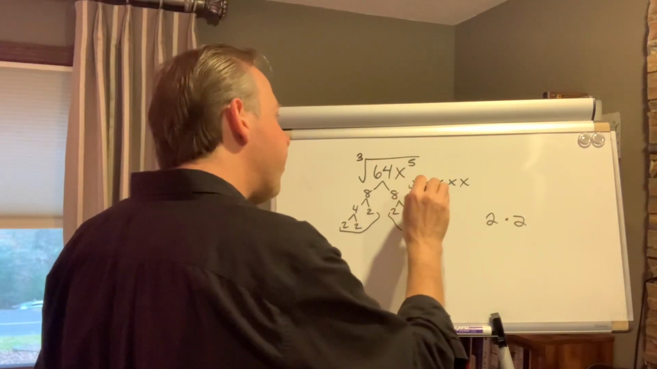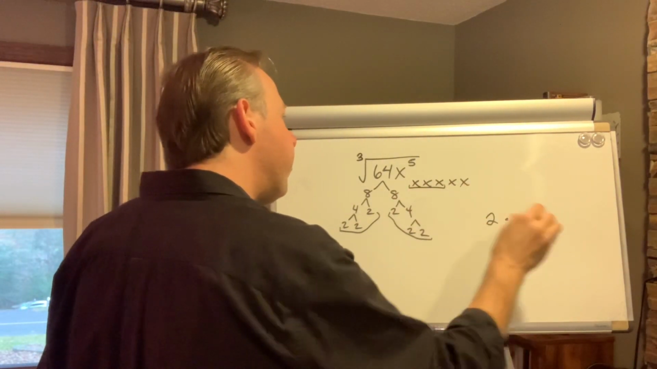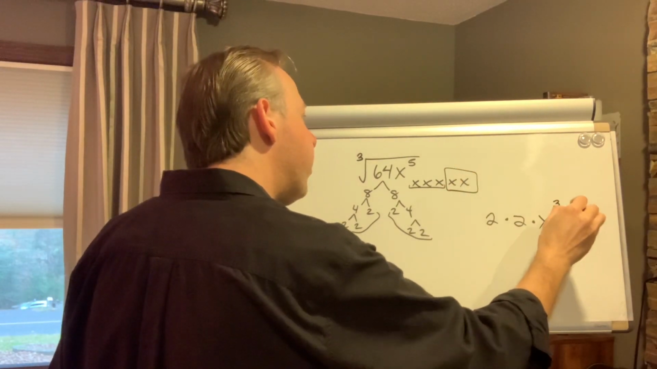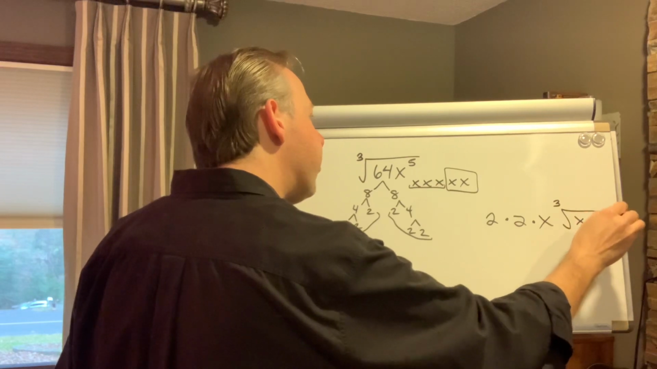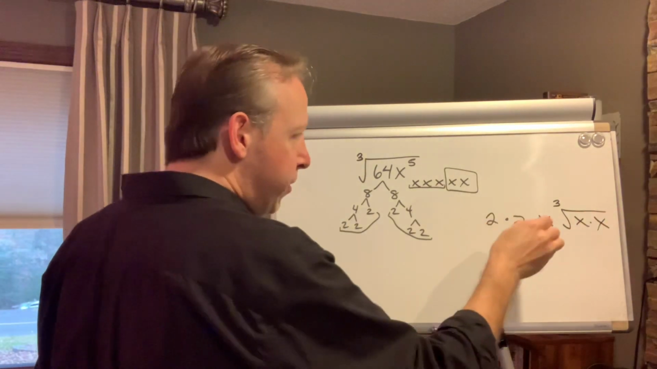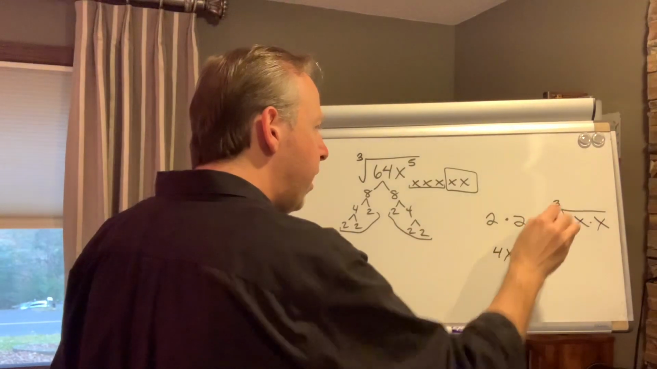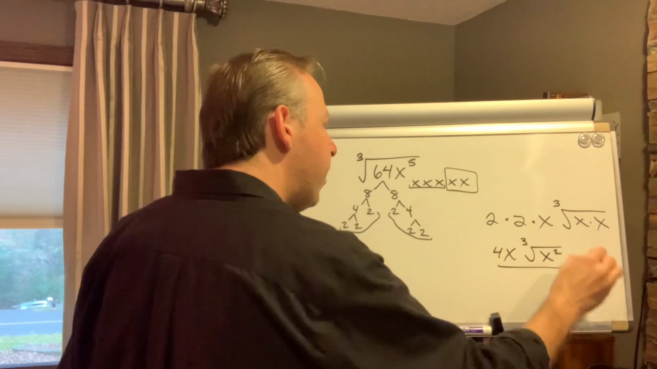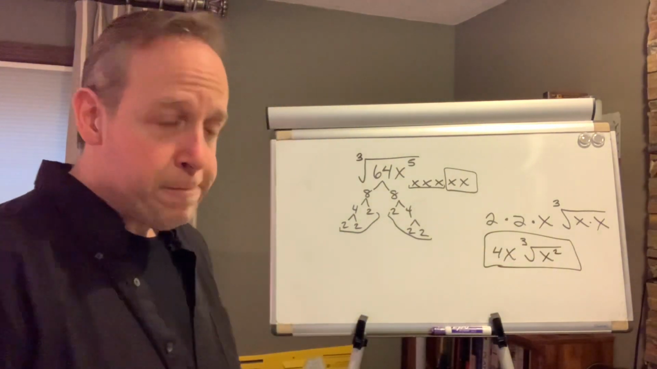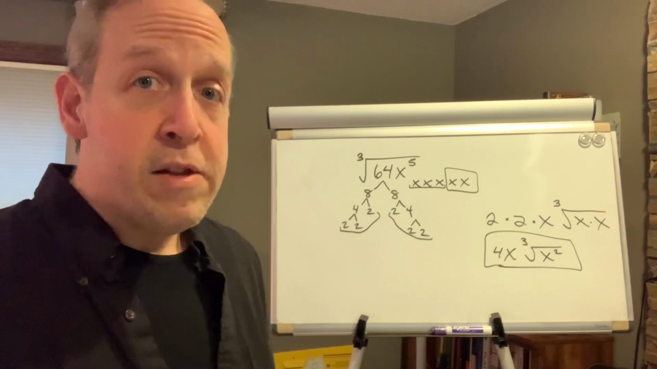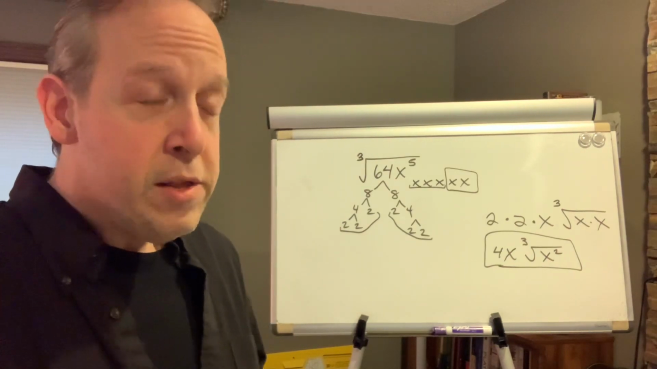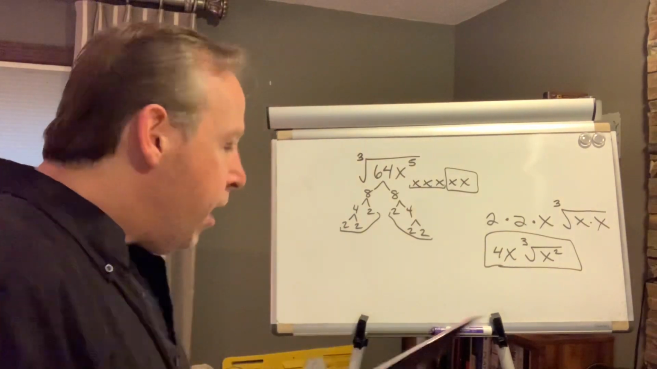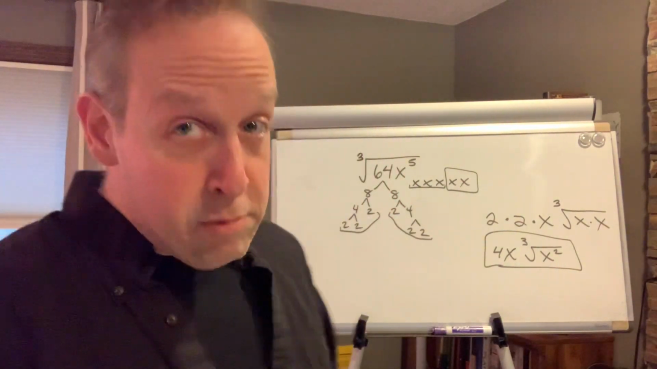I do see a group of 3 x's, so there's an x there. But these 2 x's have nowhere to go, so there's still a third root, and it's x times x goes back in. 2 times 2 times x is 4x times the third root of x squared. Now it's fully reduced. I believe you've already done this in former classes, so this should be a review, but not brand new information. Okay, that's the new content for the day, or at least the review content for the day.